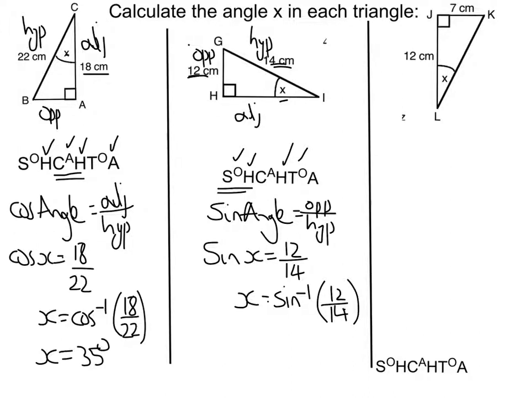So in your calculator, press shift sine, open bracket, 12 divided by 14, close bracket, and you should get the answer as 59 degrees to the nearest degree.